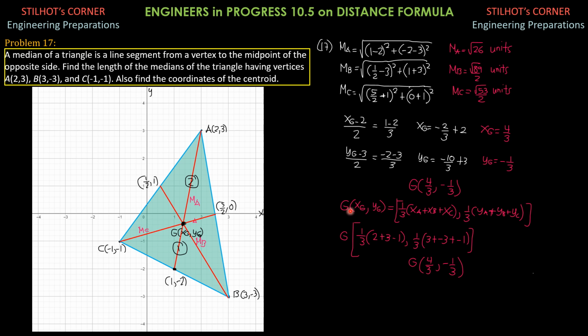Then this is the direct formula. So G is 1/3 of quantity xA, 2, plus xB, 3, plus xC, negative 1. So that's 5 minus 1, 4, so 4/3. Then 1/3 of 3 plus negative 3, that's 0, plus negative 1, so negative 1 over 3, so negative 1/3. So that's it for this video.